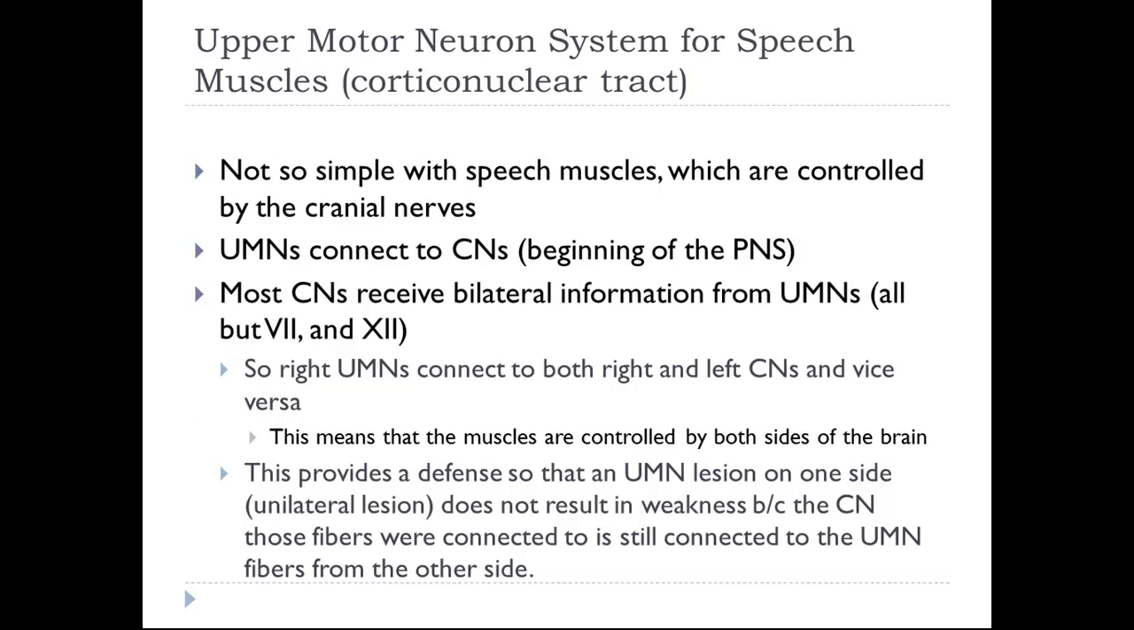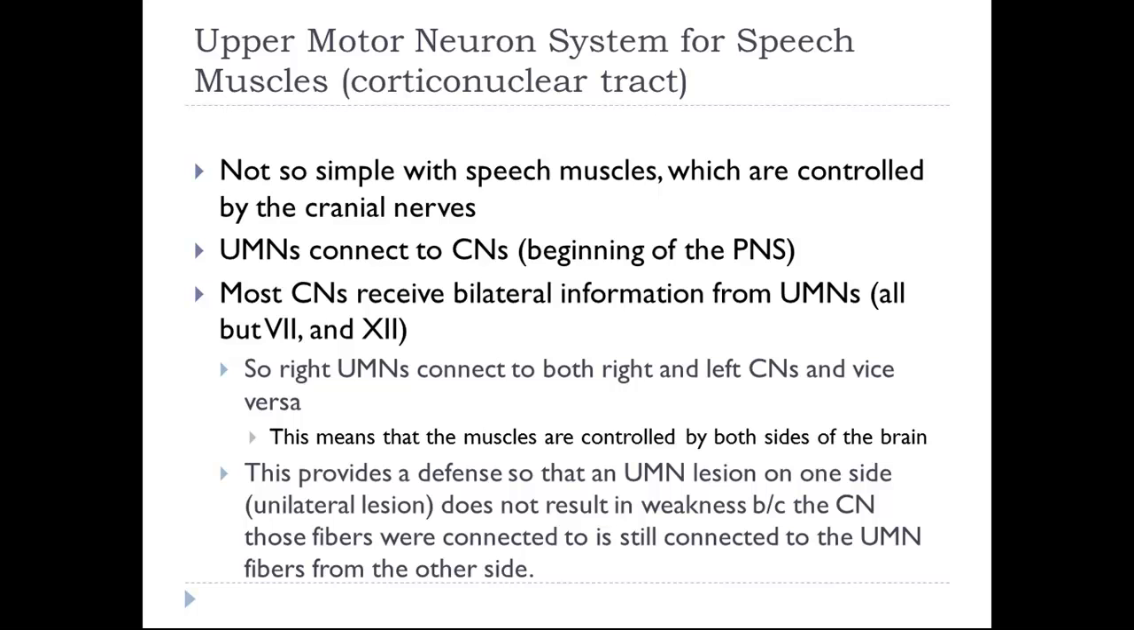Now, it's not quite as simple with the corticonuclear tract, which is the upper motor neuron system for the speech muscles. Okay? In this case, rather than it being that rule that the right side is controlled by the left side of the brain, I think I said that wrong, that the right side of the body is controlled by the left side of the brain, and the left side controlled by the right side of the brain.